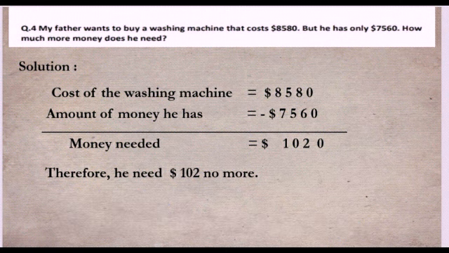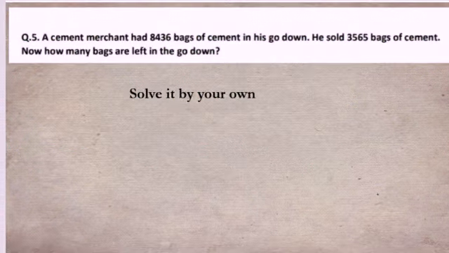So the cost of the washing machine is this. The amount of money he has is this. Money needed, you have to subtract. Then, therefore, we need this much. The final answer will be, therefore he needs $1,020 more. See here one mistake, a technical error. I have already mentioned the rectification. You note it down. The final answer will be changed. So you can change the answer.